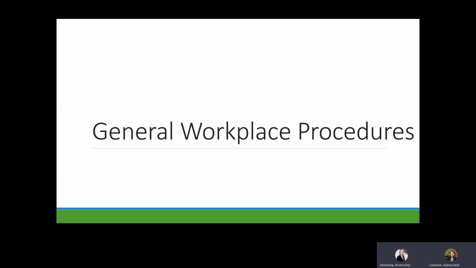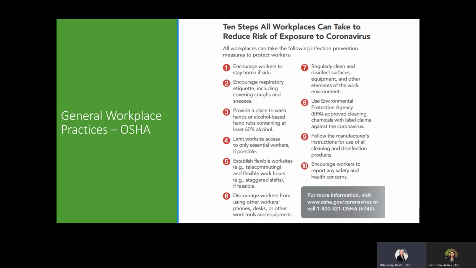In this next section, we will be discussing general workplace procedures that are applicable to a variety of facilities. OSHA has published 10 steps all workplaces can take to reduce the risk of exposure to coronavirus in the workplace. Generally speaking, these guidelines recommend sick employees stay home, regularly cleaning the workplace and used equipment, and establishing new policies to reduce the number of employees on site at the same time.